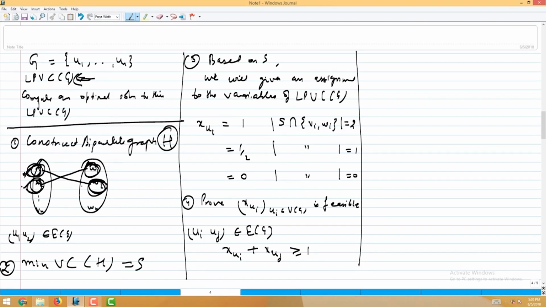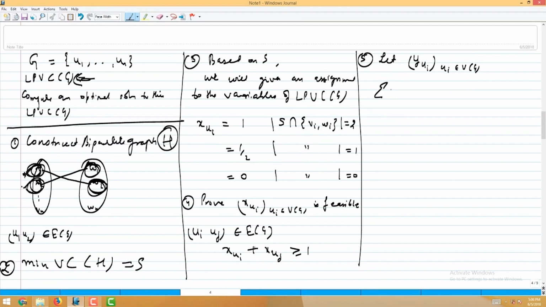So this would hold. The same holds if S was picking both copies of uj, so x of uj would be 1. Otherwise, S was picking one of these and one of those. It was picking exactly one copy of ui and exactly one copy of uj, in which case it would be half for both, and this would still be at least 1. Make sense? So this is definitely a feasible assignment. Now I have to prove that it is an optimal assignment. This is the last step, and it's not very difficult.